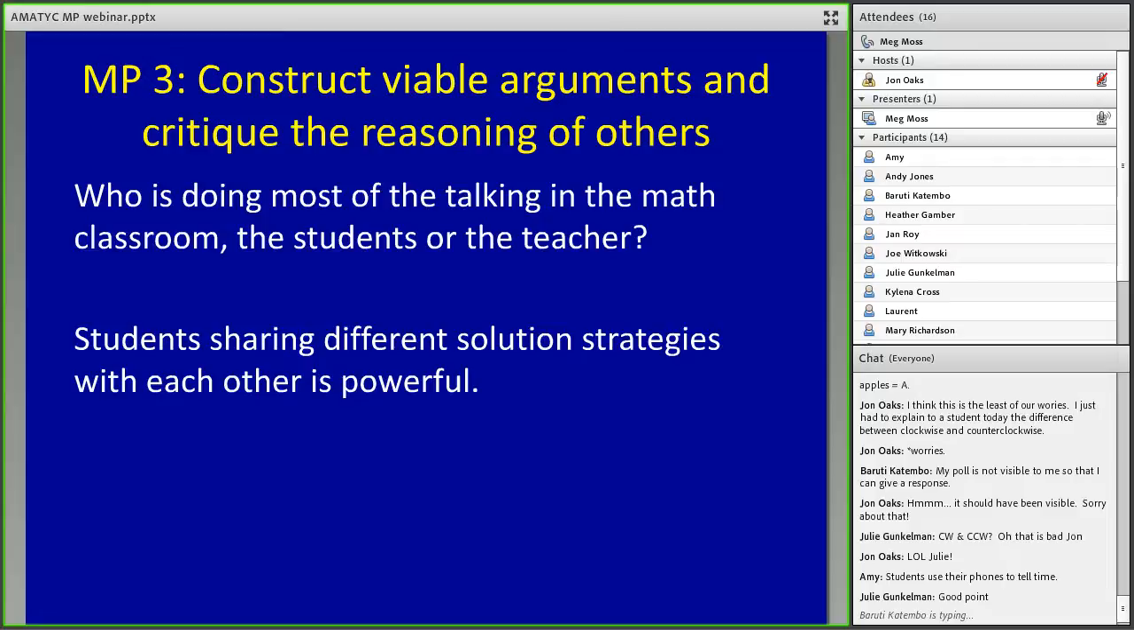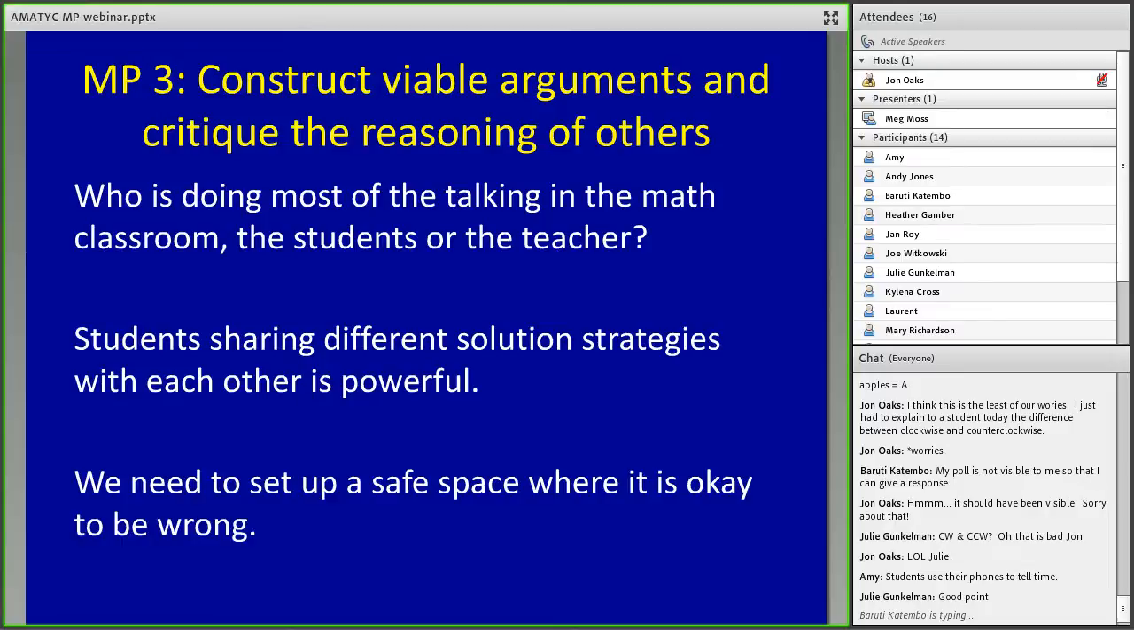And provide opportunities where our students are sharing their different solution strategies, and they learn so much from each other by doing that. A big thing with this, and really all these practices, but probably particularly this one, is that we need to set up a safe space where it's okay to be wrong, right? That's how we learn. Students are terrified of that at first, but it has to be okay to be wrong and to share that wrong thinking. Like I said, I'll sometimes have a student come up and say, well, I thought this was true, but what do you guys think? And then they'll talk it through and figure it all out.